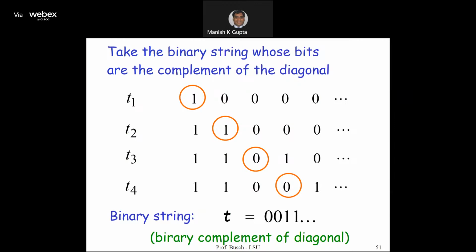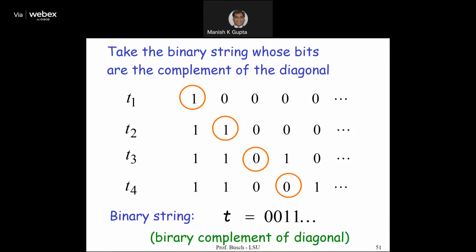The first element is 1. I will take the opposite, which is 0 here. I take the second element, T2, which is 1. I take the opposite, which is 0 here. Then I take T3. Here it is 0. I'll take 1 here. Then you look at T4, it is 0. I'll take 1. And like this, we can continue. So I have produced an element T, which is a binary string, by this procedure, right?